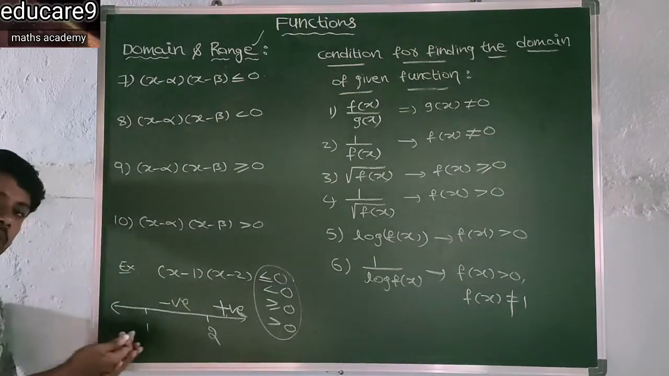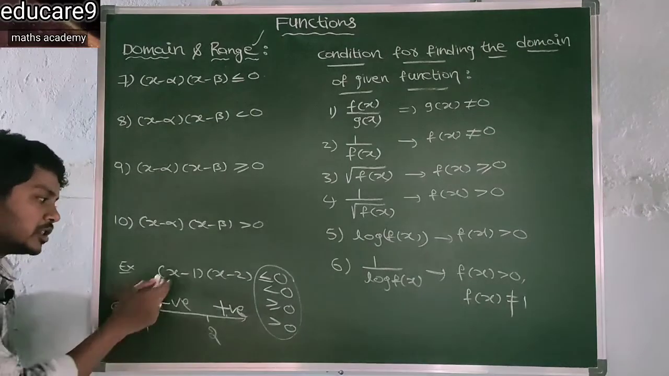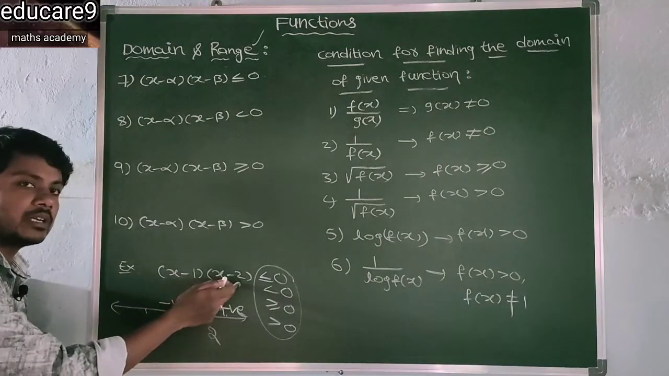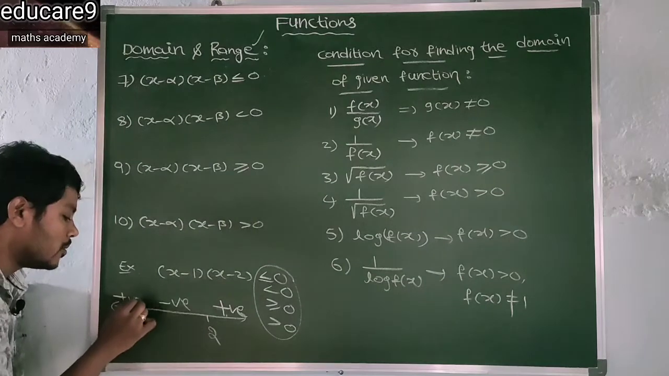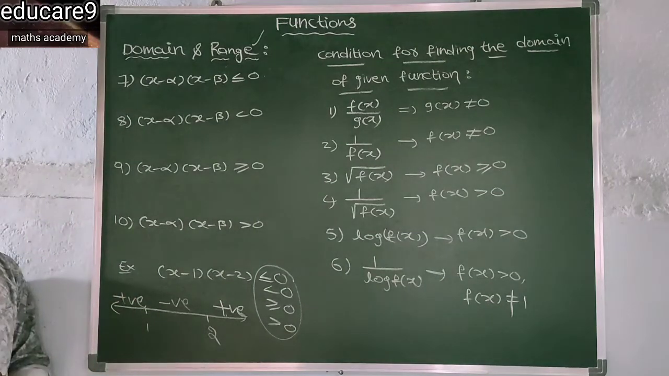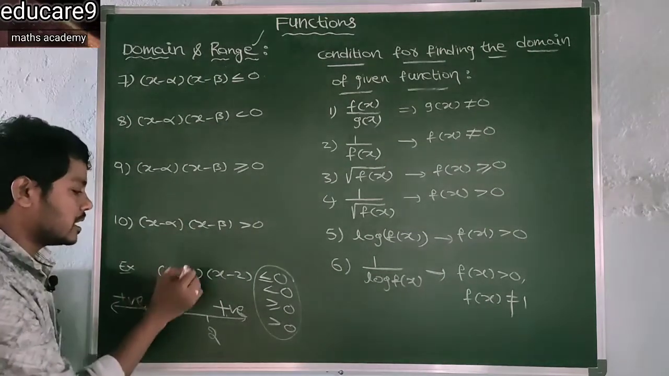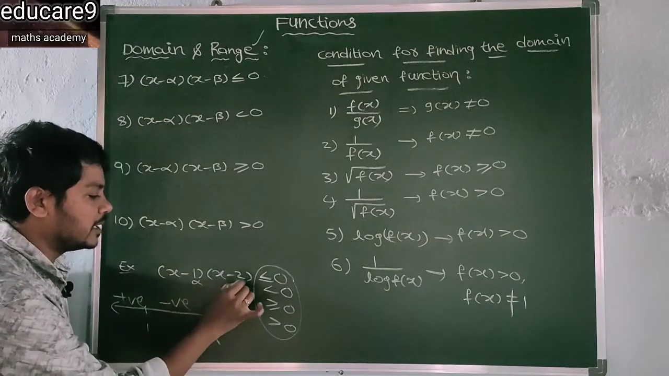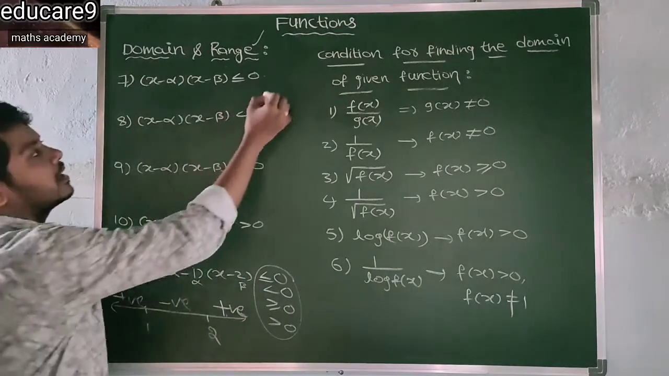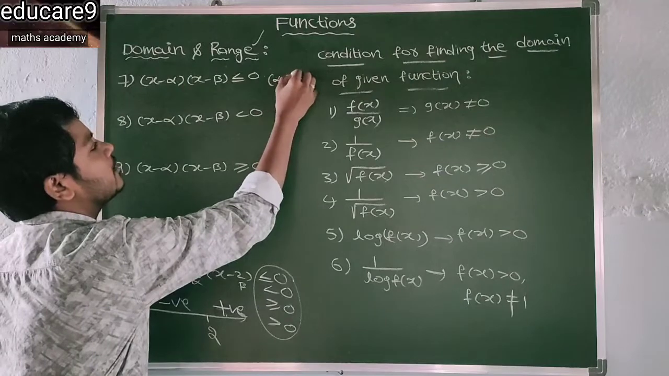If you substitute below 1, for example 0: 0 minus 1 is negative, 0 minus 2 is negative. So clearly you get a positive sign. Suppose this is alpha and this is beta. Here the condition is that alpha is less than beta.